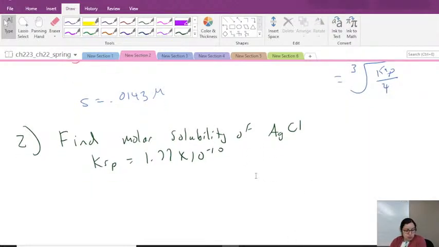Did we get answers for S, for molar solubility? Walk me through it before you give me the answer. Did you do the RICE method? All right, so let's do the RICE method.